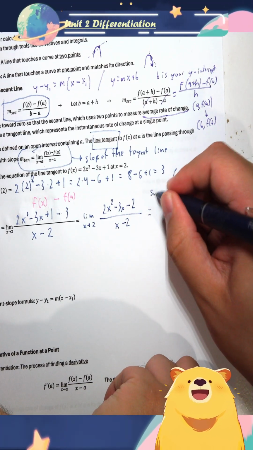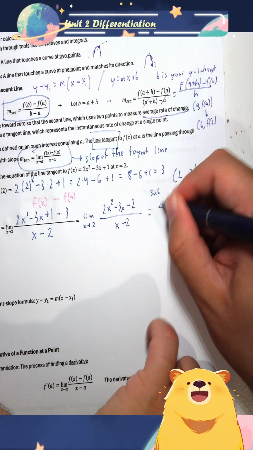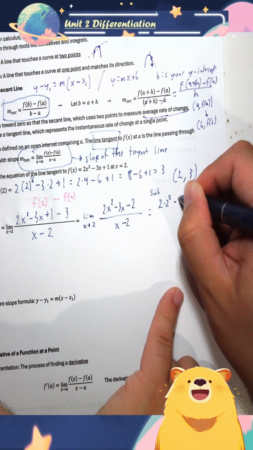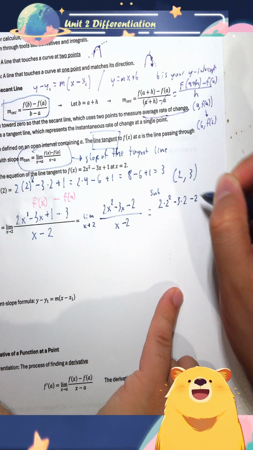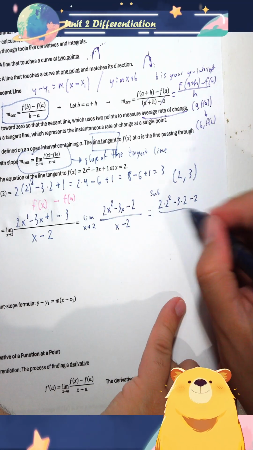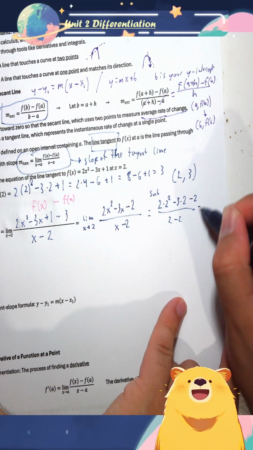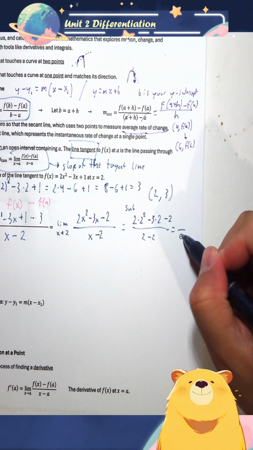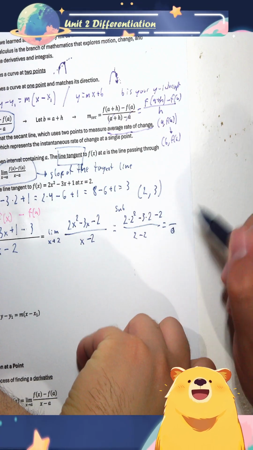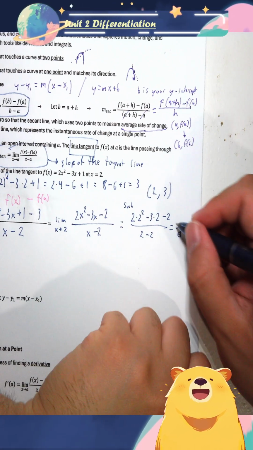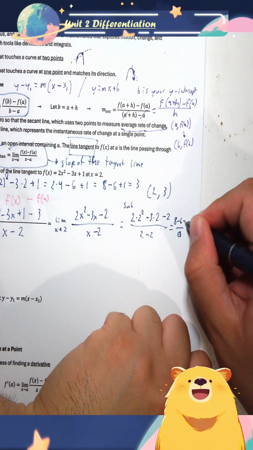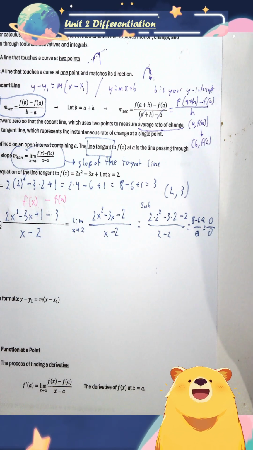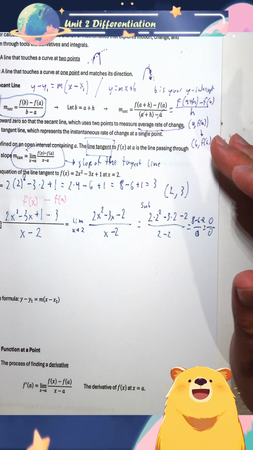You may already notice that if we do substitution, we get 2 times 2 squared minus 3 times 2 minus 2 over 2 minus 2. The bottom is 0, so we already have an issue, but let's just keep going to fully analyze the whole situation. And that's going to be 8 minus 6 minus 2, which is 0 over 0. So this does not work. So we need to do something. Let's go ahead and factor.